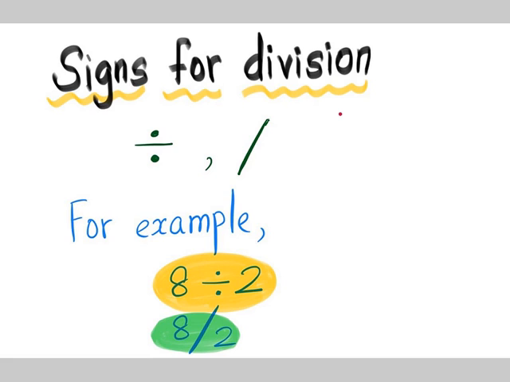Now let us see some signs for division. So this is a divided sign. And this is a slash sign, and it can also be used in division. For example, in 8 divided by 2, so this is a divided sign. Instead of this divided sign, we can write 8 by 2. 8 by 2 means 8 divided by 2.